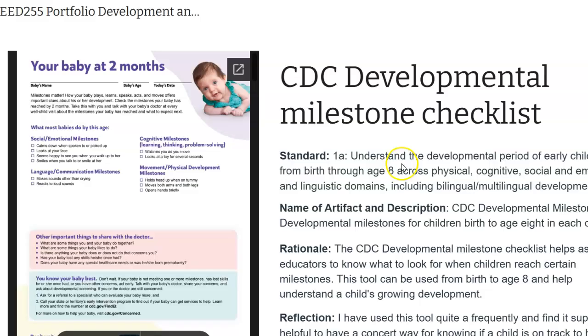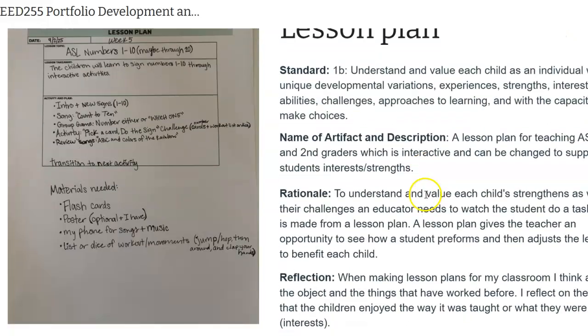Developmental milestones helps teachers understand the developmental period of early childhood from birth to age 8 across physical, cognitive, social, emotional, and linguistic domains. And it is also best practice to use bilingual or multilingual development, especially tailored to the children and families that are in your classroom. And then move on.